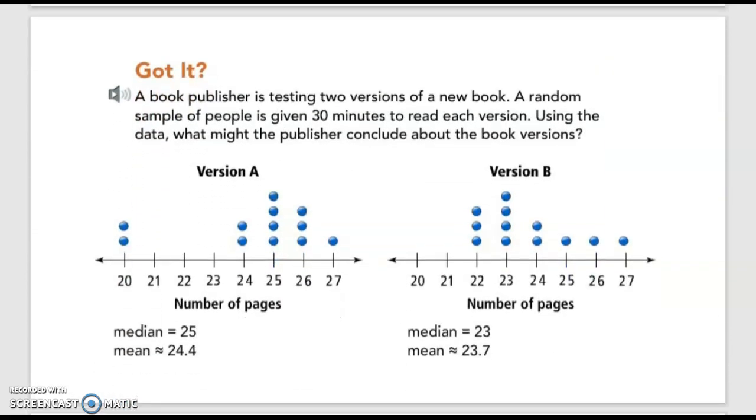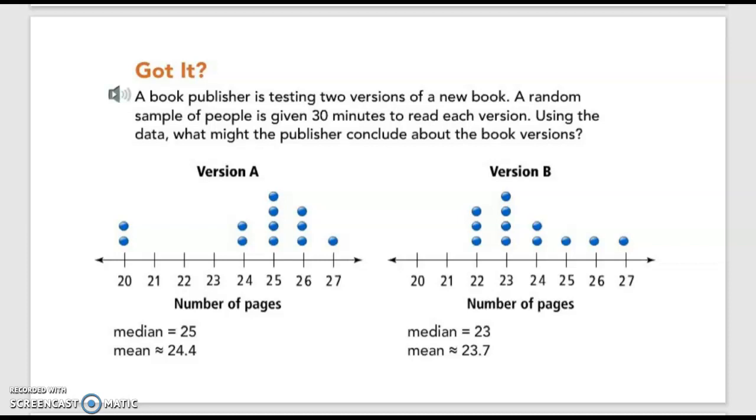For example, a book publisher is testing two versions of a new book. A random sample of people is given 30 minutes to read each version. Using the data, what might the publisher conclude about this version?